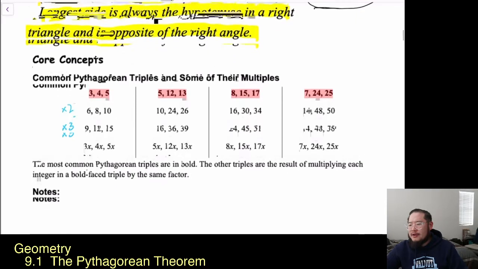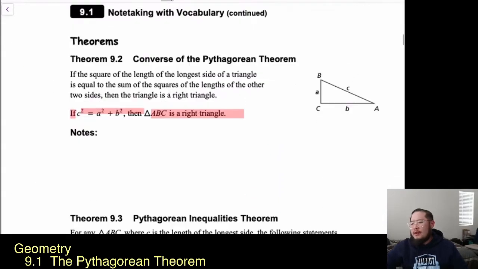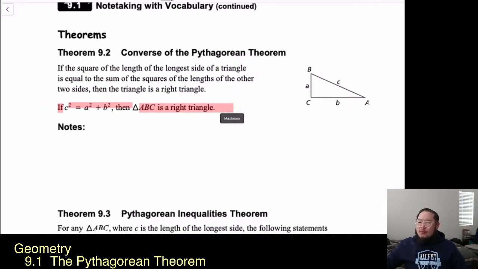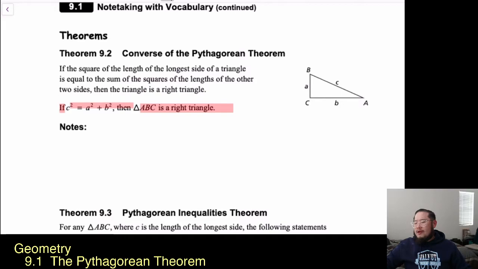Now let's take a look at theorem 9.2, the converse of the Pythagorean theorem. Right now, what I don't know is whether or not our triangle is a right triangle. Well, how could I figure it out? If I take a squared plus b squared and it equals c squared, then I have myself a right triangle. So by using the Pythagorean theorem, that'll tell me whether we have a right triangle or not.